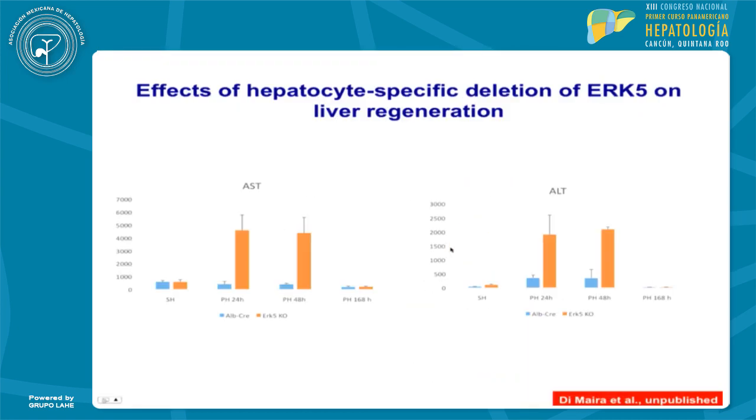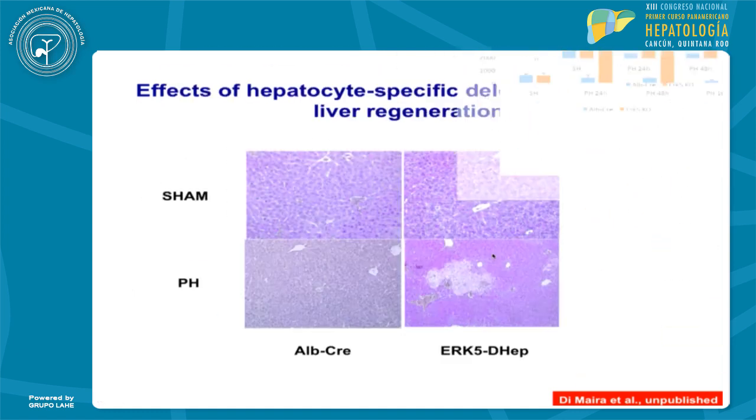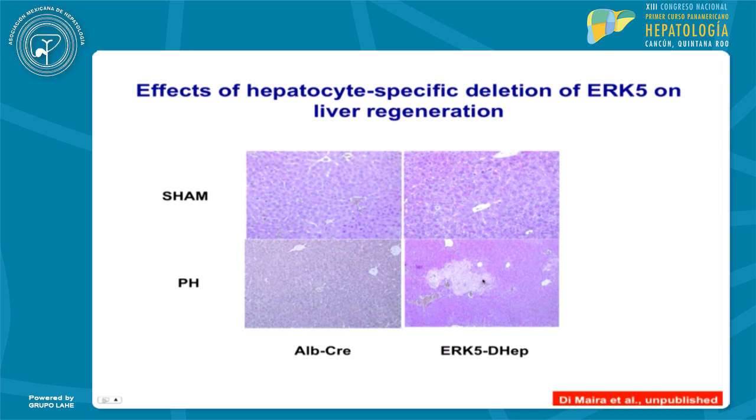What is impressive is that the regeneration of mice without ERK5 occurs at the expense of a very high, marked elevation in aminotransferases, both AST and ALT. They are modestly increased in the control mice, but reach like 5,000 units per liter for AST and 2,000 for ALT. And this is associated with the appearance of numerous and abundant foci of necrosis in the liver of these mice undergoing hepatectomy with the genotype that gets rid of ERK5 in the hepatocyte.